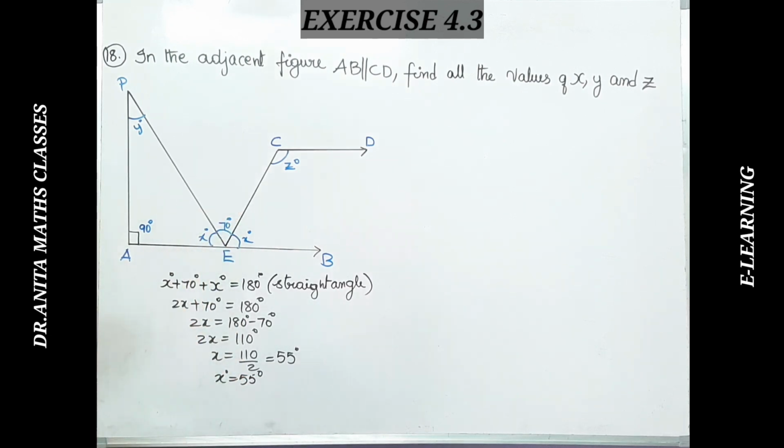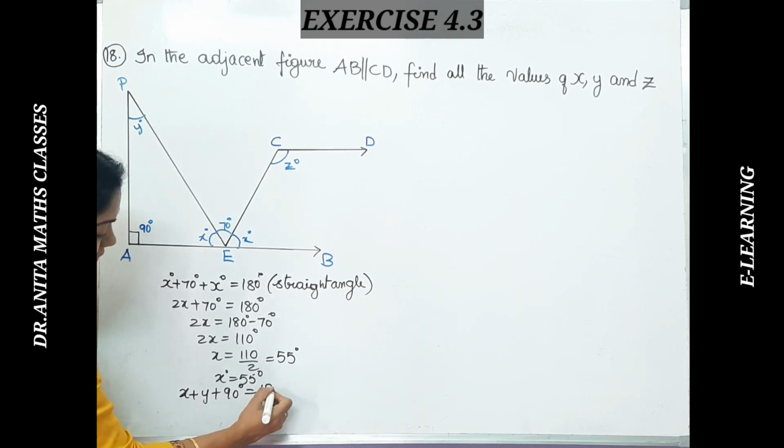We found out x. Now, we want to find the y. See the y angle. This is 55 degrees. This is 90 degrees. And the sum of the three angles in a triangle is 180. From there we can find out y. Therefore, x plus y plus 90 degrees is equal to 180.